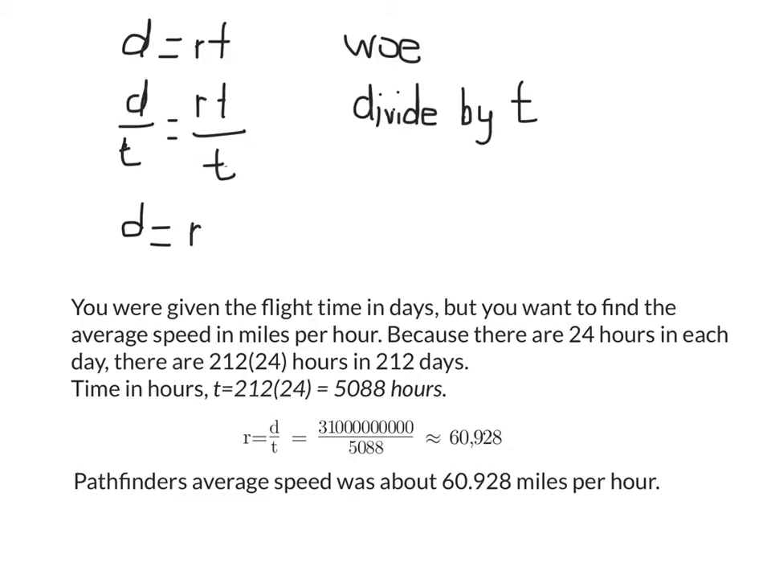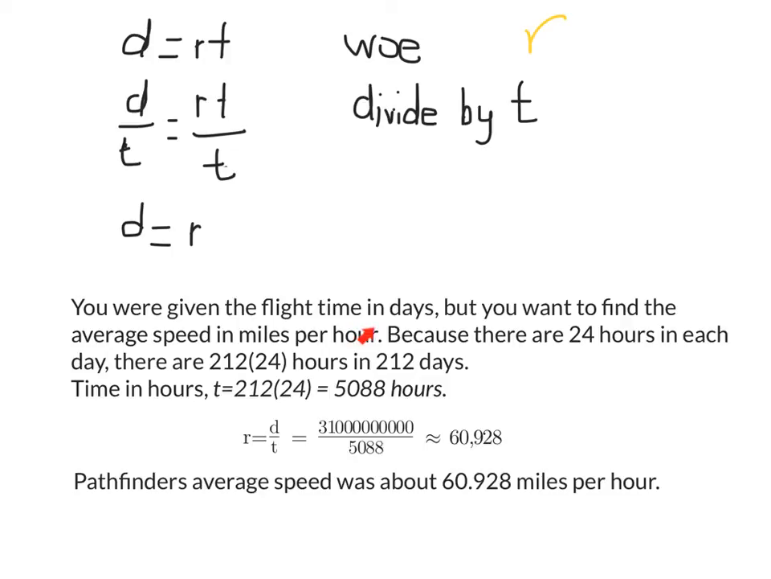Here we want to isolate the r. So the distance formula, d equals rate multiplied by time. When we isolate for r, we have to get rid of the t. So we divide both sides by t, and then we end up with d over t equals rate.